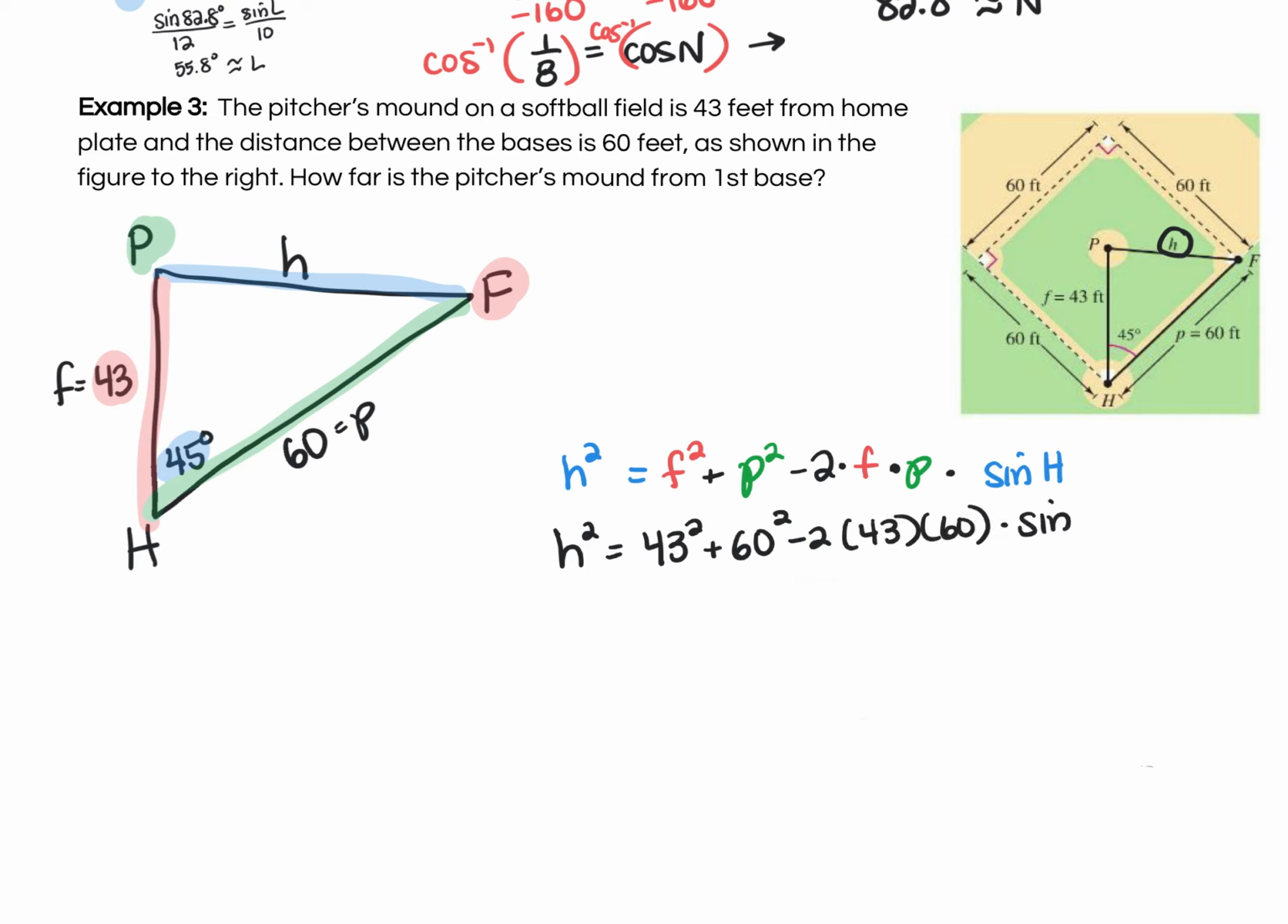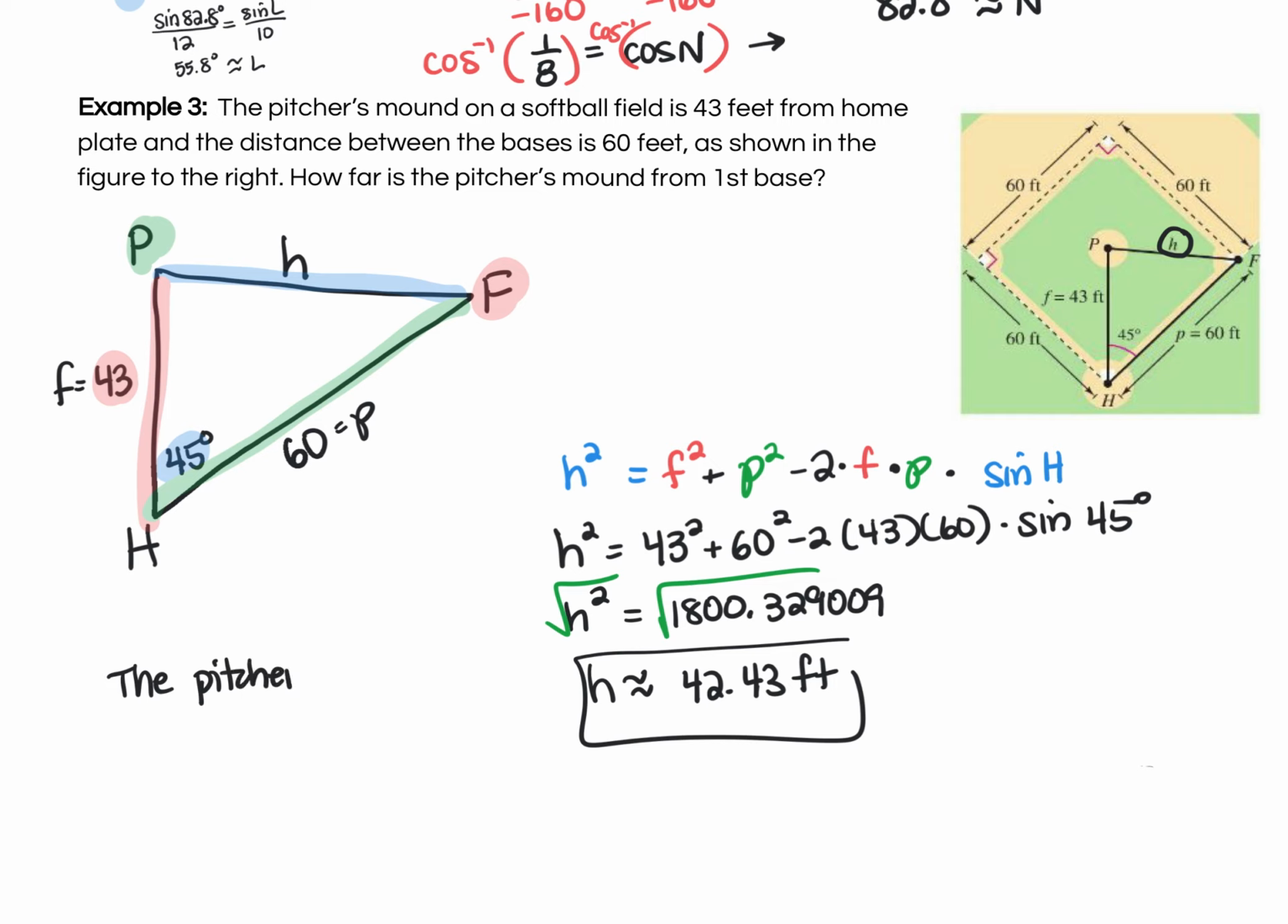And then once again, this is the easy type of law of cosines, because you know everything on the right side. So I can just type all this into my calculator. So go ahead and type it all in, come back and check your answer. All right, and there we go. We got h squared equals 1800.32909. And again, to solve for h, I'm going to have to take the square root of both sides. So go ahead and take the square root of that answer, and you're going to get h is approximately 42.43 feet.